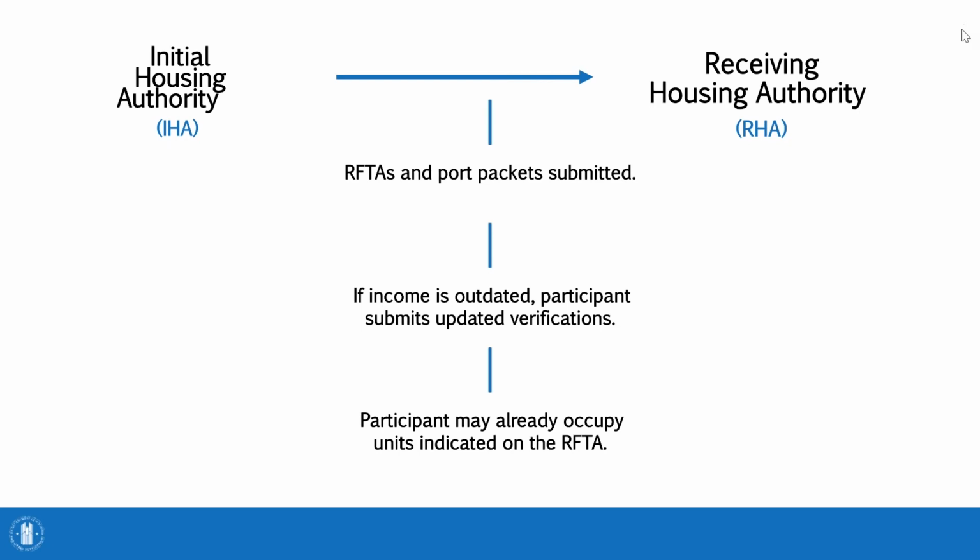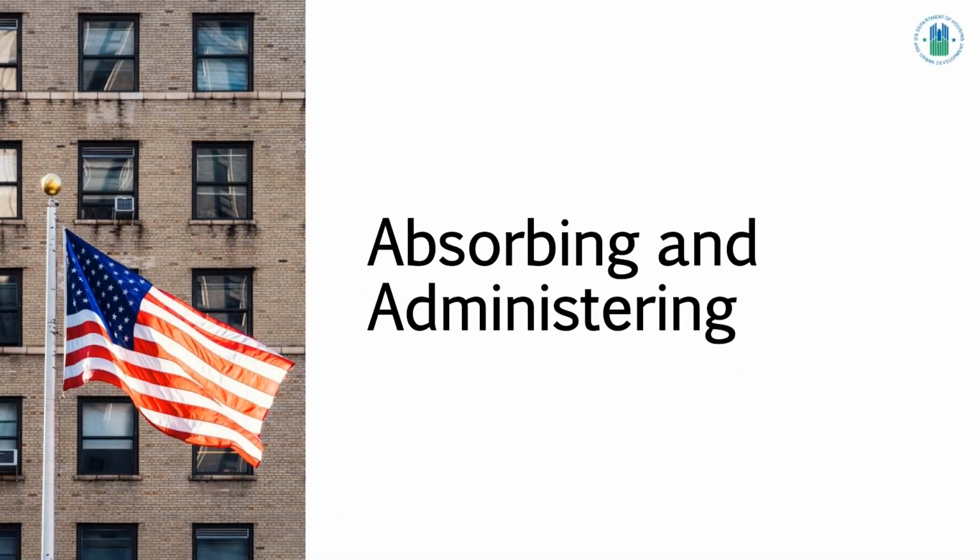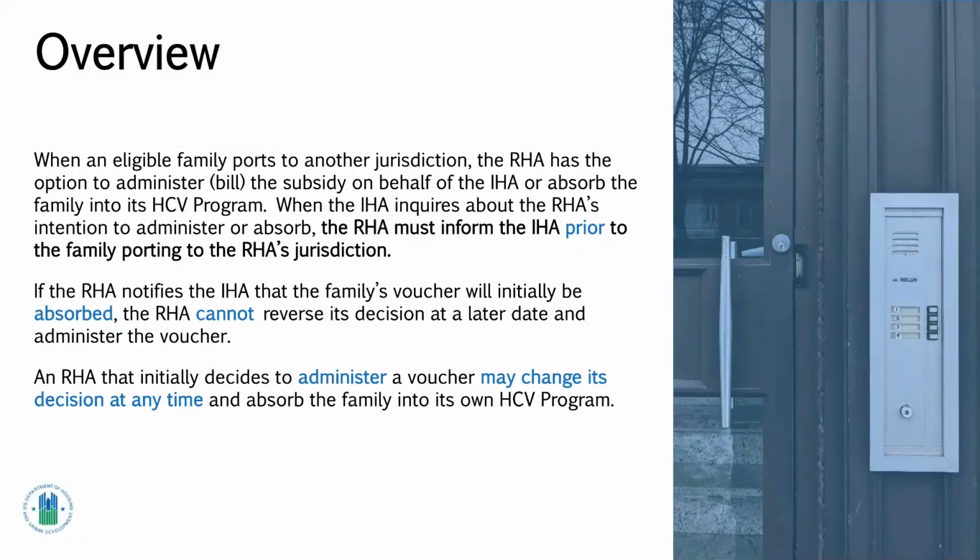When an eligible family moves to another jurisdiction, the receiving housing authority can choose to bill, which we also refer to as administer, or they can absorb the family's voucher into their own program. Prior to the family porting to the receiving housing authority's jurisdiction, the initial housing authority, again, must inquire, and it should be in writing, about the receiving housing authority's intention to either administer or absorb the voucher.